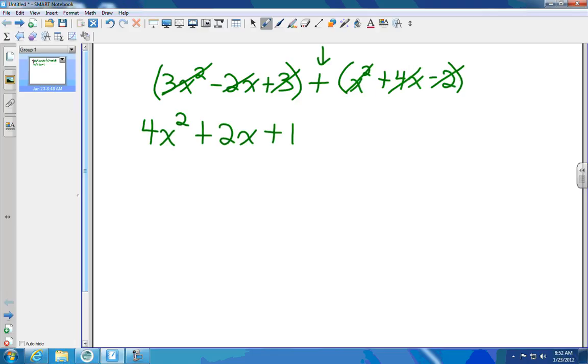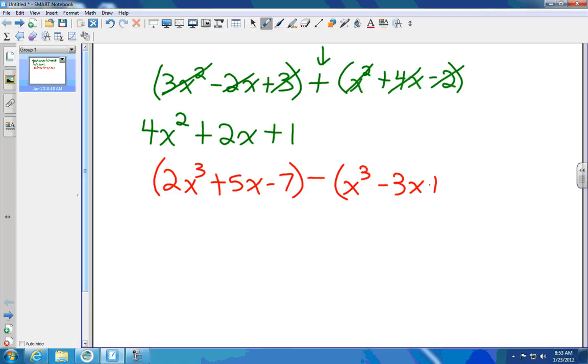Subtraction, of course, is the more difficult because you have to watch your signs. 2x to the third plus 5x minus 7, minus x to the third minus 3x plus 2. So what operation are we doing with these two polynomials? Subtraction. Big sign right there in between them is subtraction. You are not multiplying these. So we're just going to add and subtract like terms.